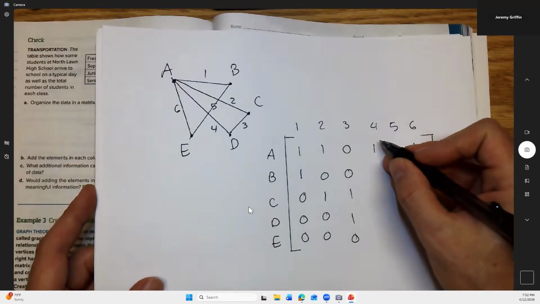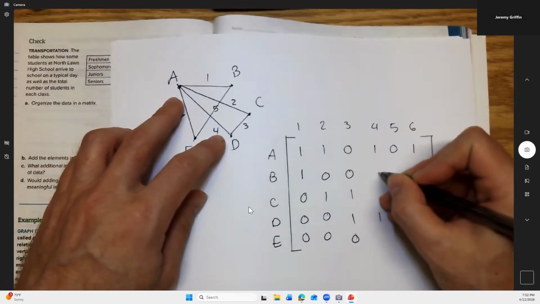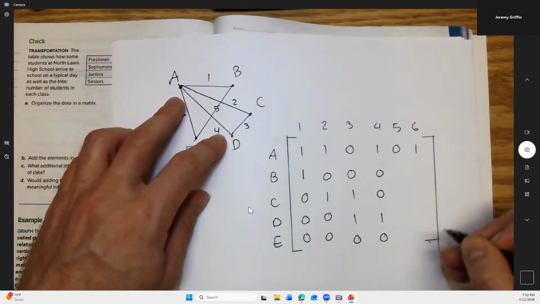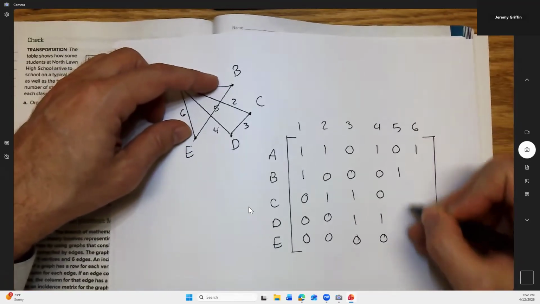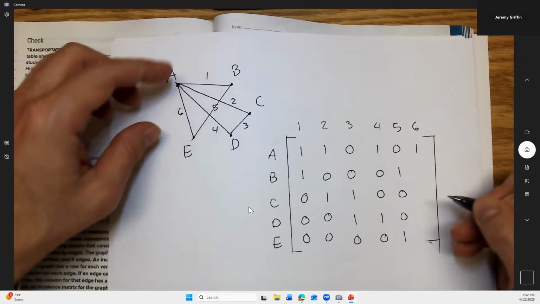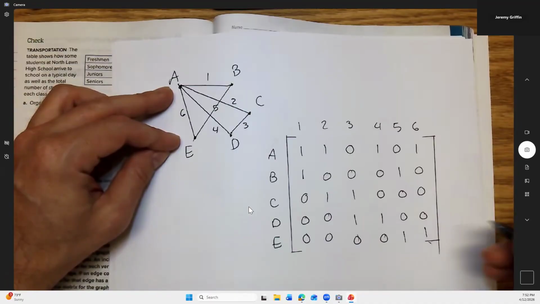How about four is connected to A and D? So there's an A and a D there, and then zero in everything else. How about five is connected to B and E? There's a B and there's an E. And six is connected to A and E. So A and E. So the answer should be this, right?